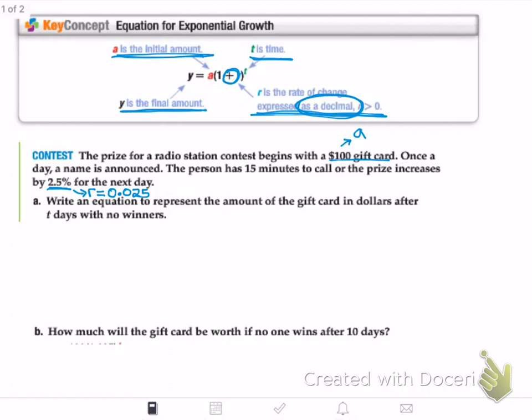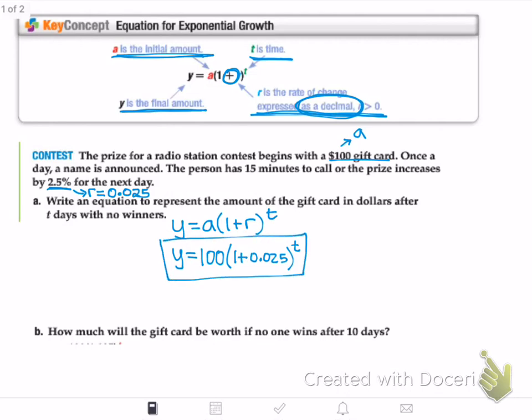Okay, now my equation is going to be, let me just rewrite it here, y is equal to a times 1 plus my rate raised to the t power. And so I'm just going to plug in the variables that I know, and the variables I don't know, I'm just going to leave them as variables. I don't know my y. I don't know the final amount. I know my a is $100 because that's what I started with. And I have 1 plus my rate, I just said, is 0.025. And t just represents how many days go by. This is my equation. This is my final answer for part A.